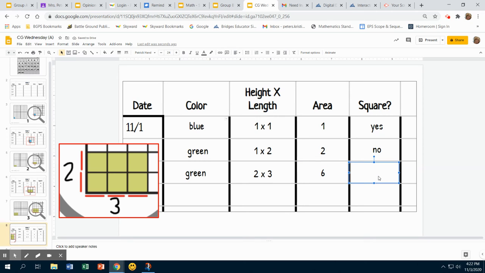Is it a square? Nope, not a square. It's got a height of two. It's got a length of three. So it can't be a square. Remember, a square is a rectangle that has four equal sides.